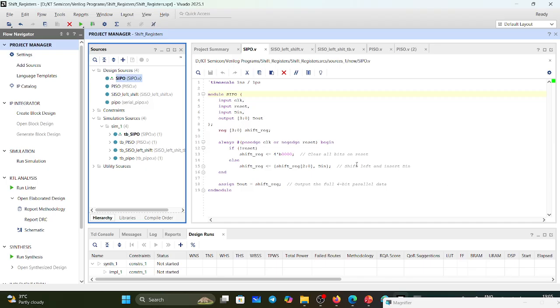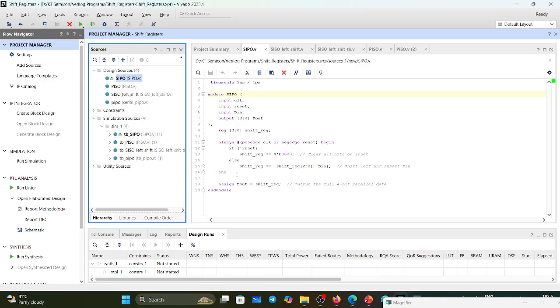I need to declare the temporary register, that is shift_register. Always at the positive edge of clock or negative edge of reset, begin. If reset equal to 0, shift_register is cleared, all the registers. Else, as I told you the logic, from the left you are entering, means you are loading the data serially. Shift_register is assigned non-blocking, with every time [2:0] copying, so shift_register[2:0], d_in. This is left shift insertion, end. So behavioral modeling is ended.